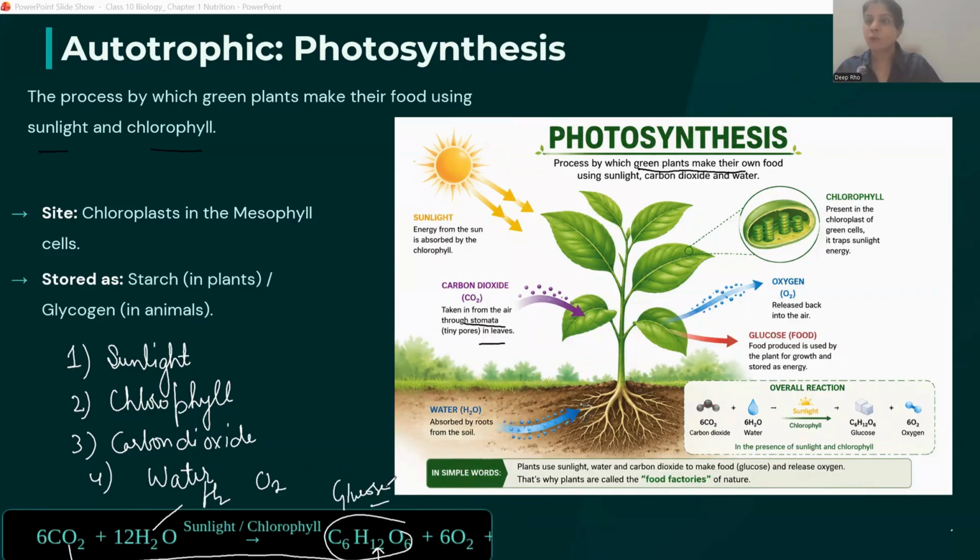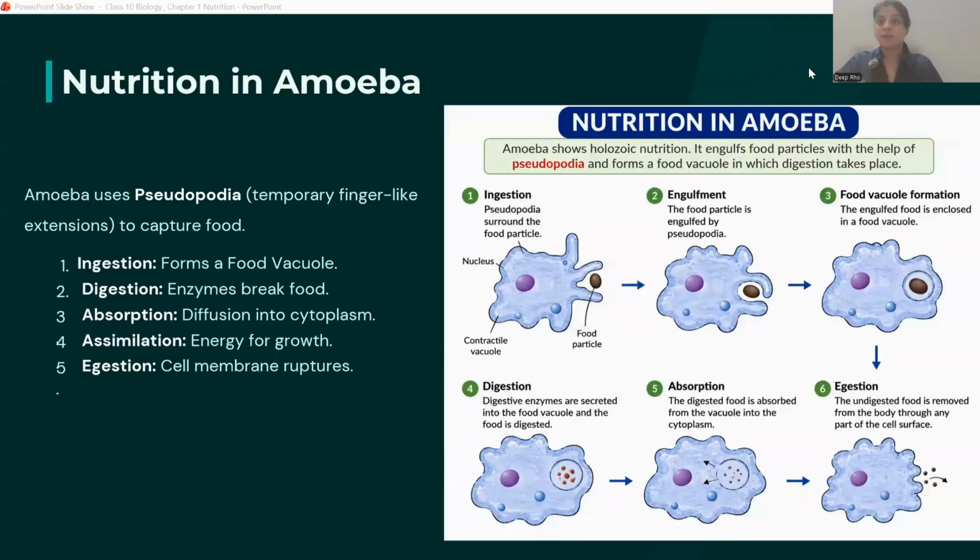This glucose is used as an energy source for all the other activities of the plant. Excess glucose is stored as starch in the plant. So is this clear? In this way, plants make their own food.